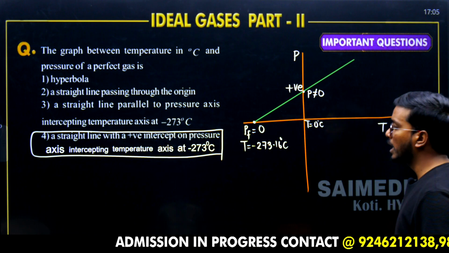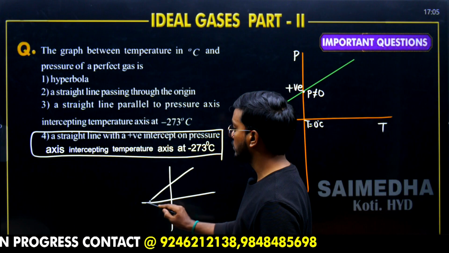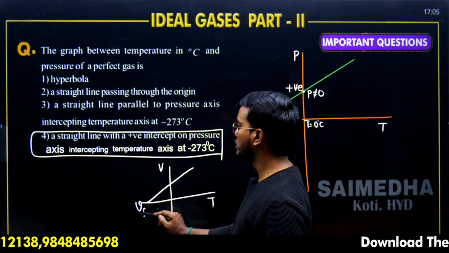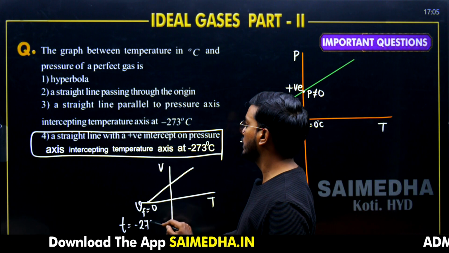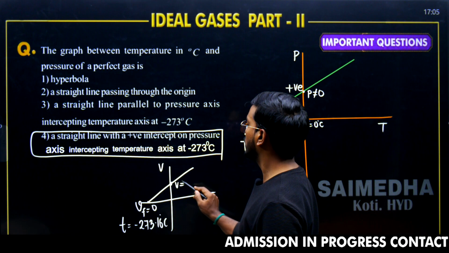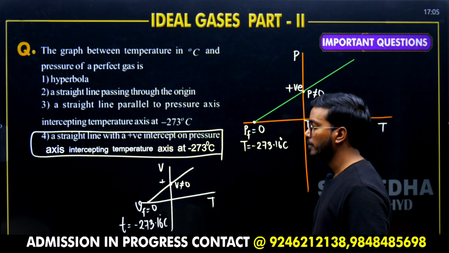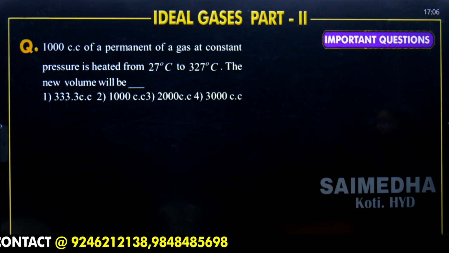Similarly, this question can be asked for volume also. Okay, when an ideal gas is reducing its temperature, let's say this is volume and this is temperature. The final volume is going to become what? 0 at a temperature of how much? Minus 273.16 degrees Celsius. Here the volume is not equal to 0. This is a positive intercept on the volume axis. Okay, go through it. Moving on to the next question.